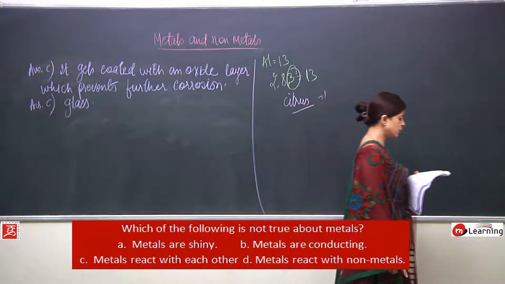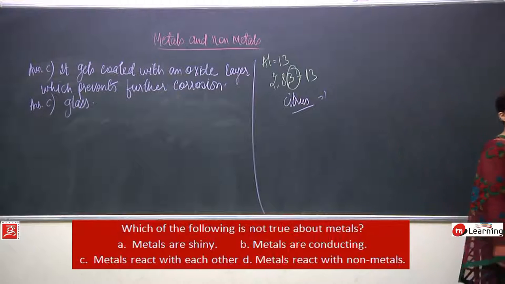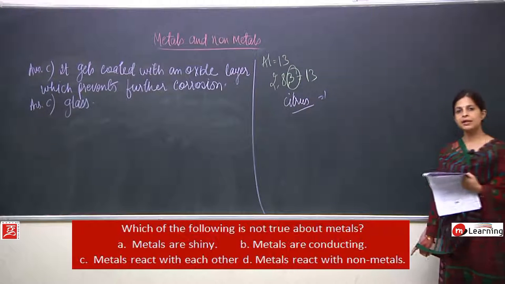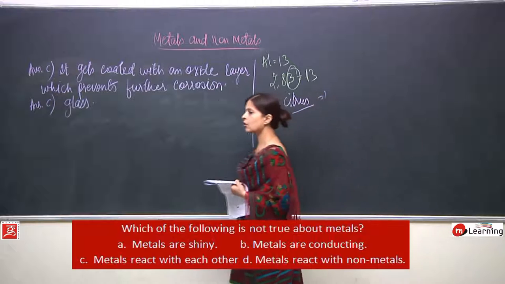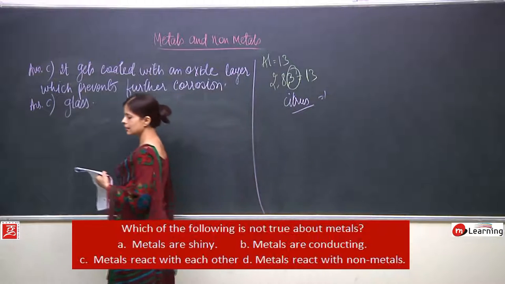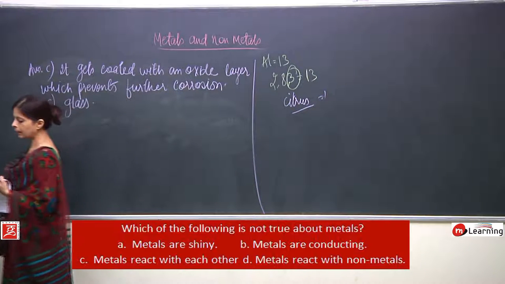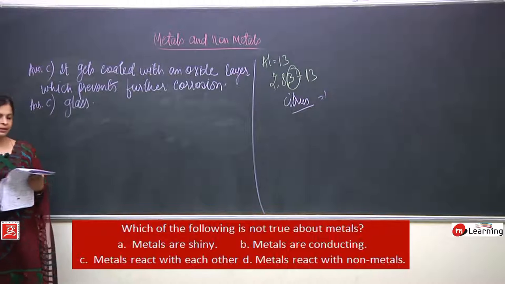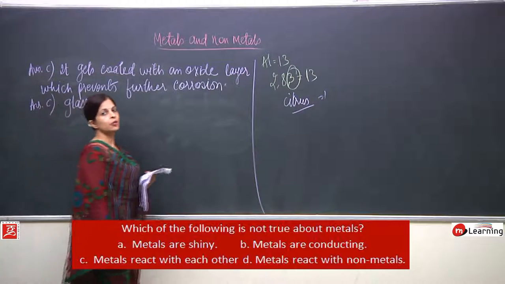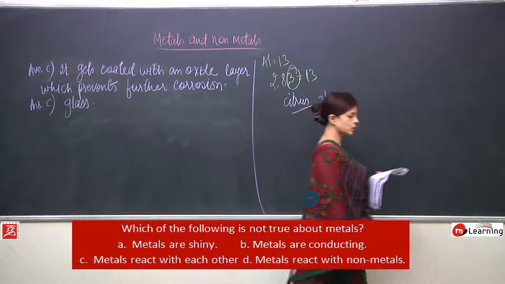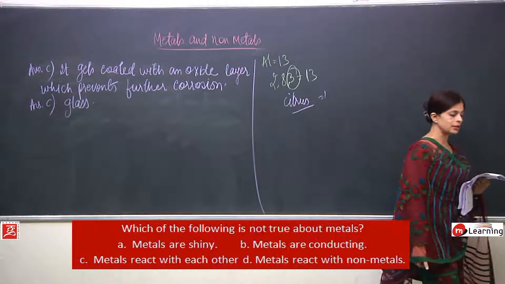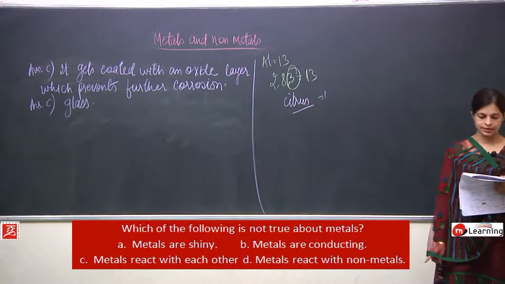Okay, so the first is metals are shiny. Are metals shiny? We all know metals are shiny, and the one word for that is luster. B is given, metals are conducting. We have discussed a lot about metals and conductivity. So yes, this is also correct for metals. So this is not the right answer.